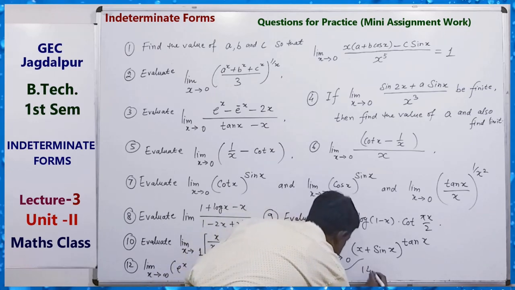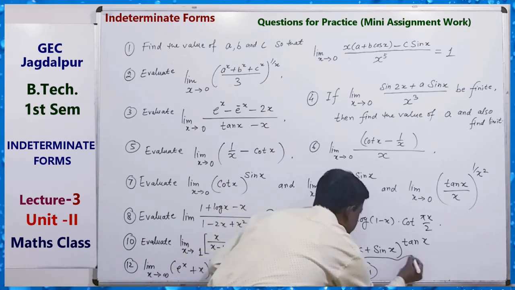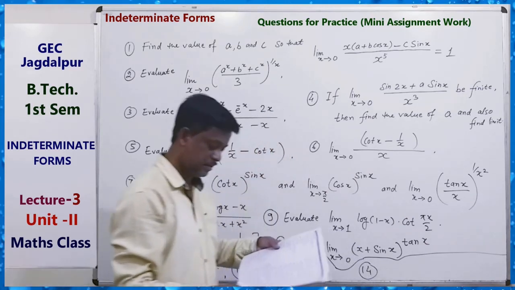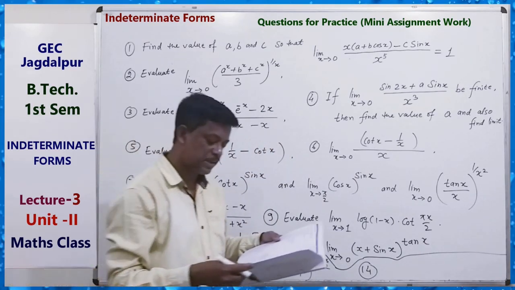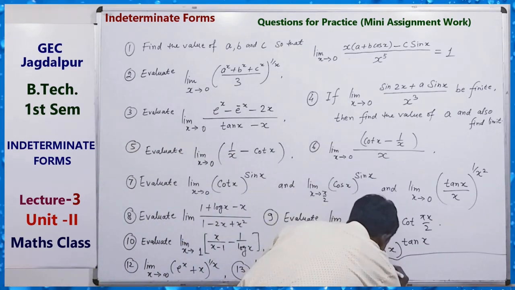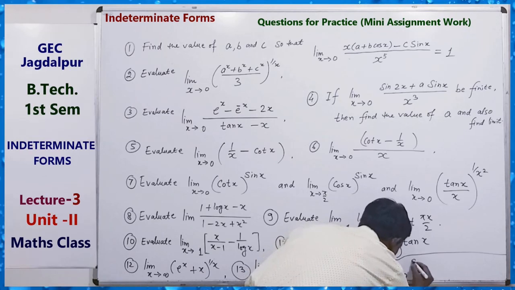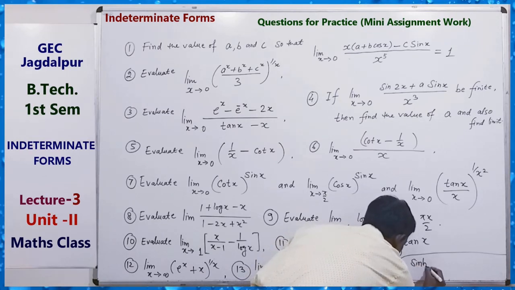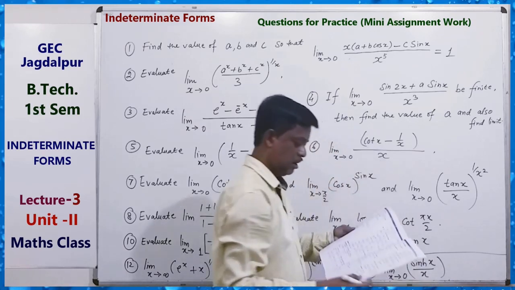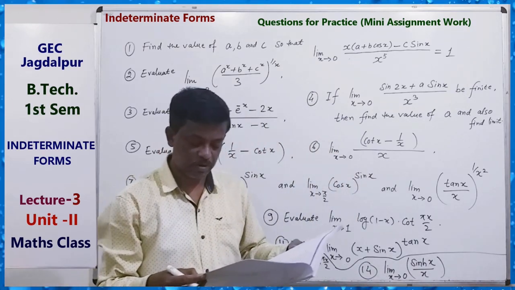And 14, the last question. Limit as x tending to 0 of (hyperbolic sin x upon x) power 1 by x square. Okay.